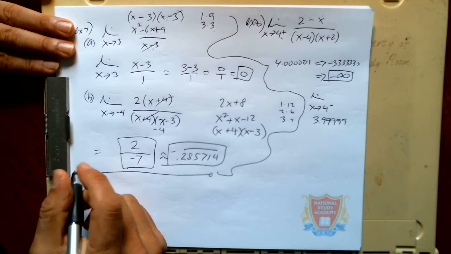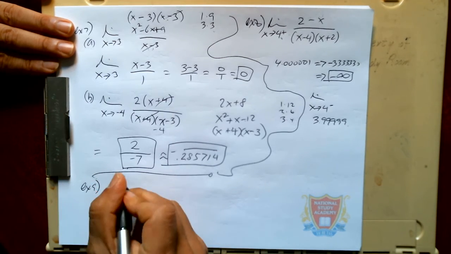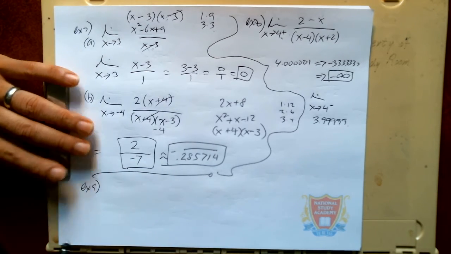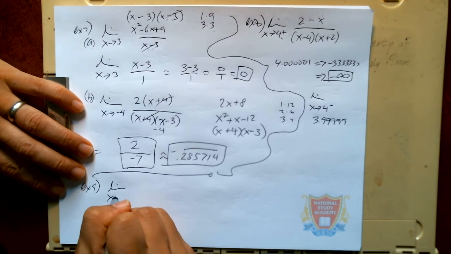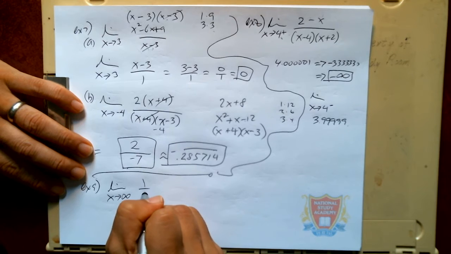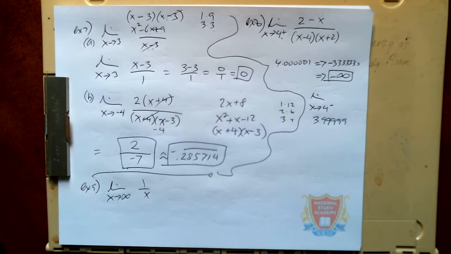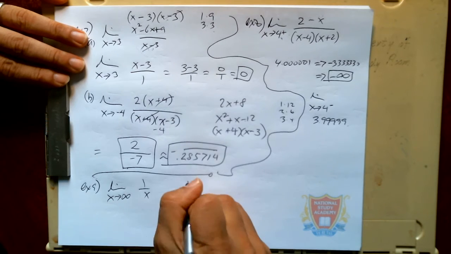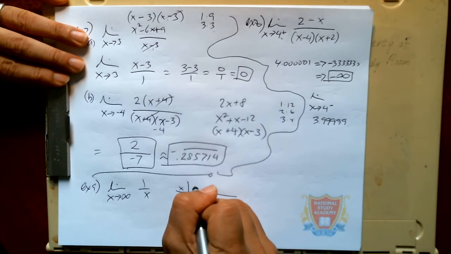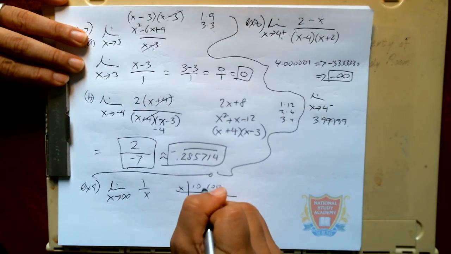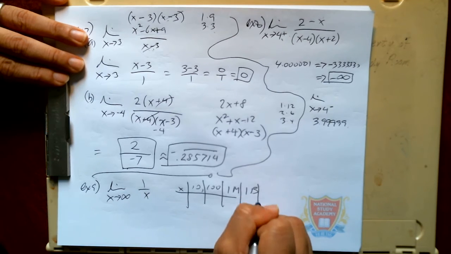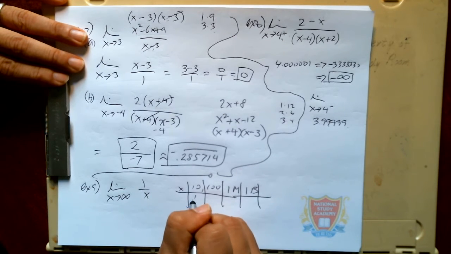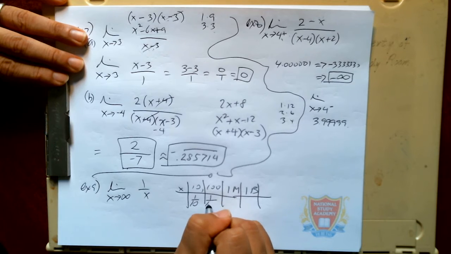Let's do example number 9. Before we do limits on these a little bit, I'm going to show you something. What's the limit as x approaches infinity of 1 over x? Remember, as x gets bigger and bigger, x is 10, 100, 1 million, 1 billion, etc. It becomes 1/10. This becomes 1/100.